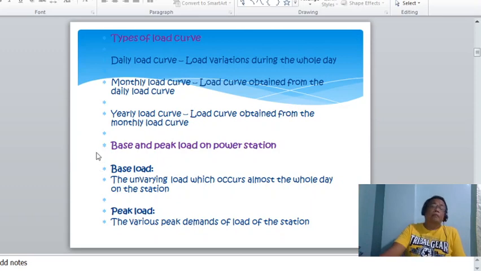Base load. So, what is a base load? Base load is the unvarying load which occurs almost the whole day on the station. Okay, so that is the base load, unvarying load. And then we have the peak load, the various peak demands of the load on the station. If we look at the daily load curve, the highest point of the curve is called the peak load.